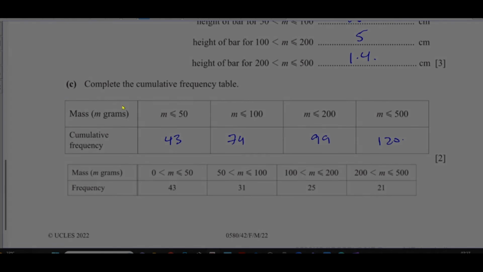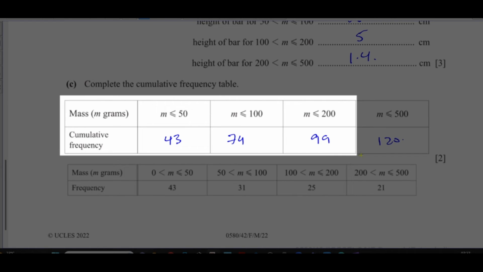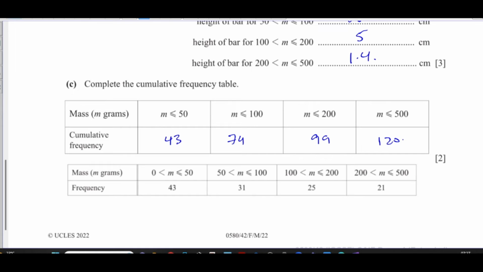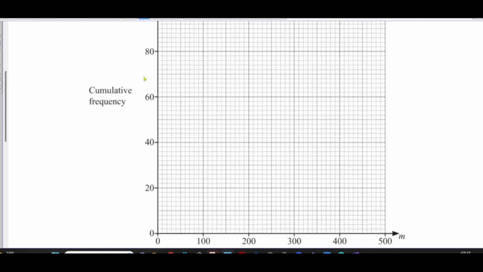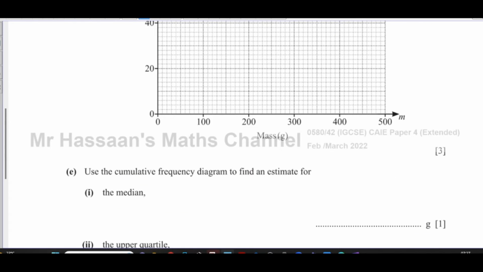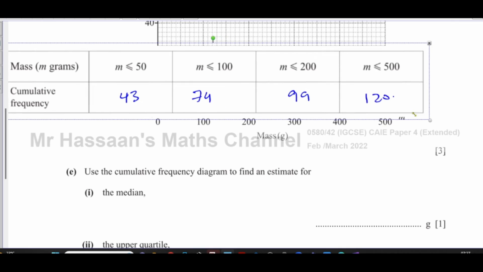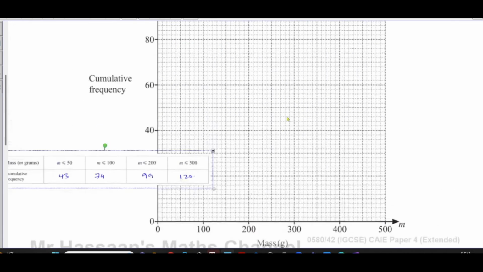So I think I'll need this for the next part, so I'm going to copy this and place it here because we have to draw the cumulative frequency curve on this diagram. So I need those values. I'm going to make a miniature version of that table and put it here somewhere so I can see as I'm plotting. So I have here 50 against 43. So I have to plot 50 against 43.